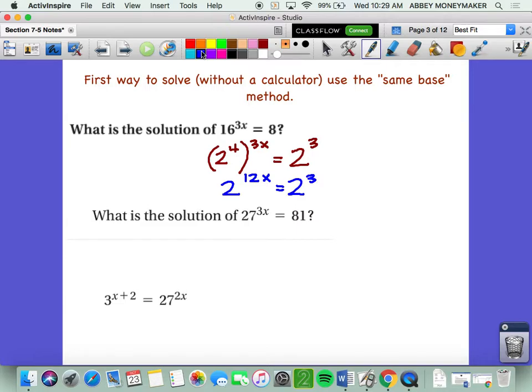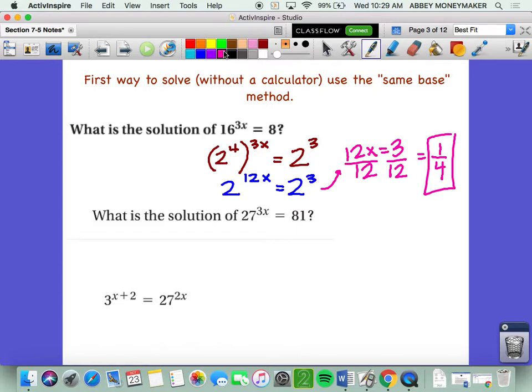So if I have 2 to the 12x equals 2 to the 3rd, what do I know about 12x and 3? They are equal, that's right. So we would say that this implies that 12x has to equal 3. Solve for x, what do I get? 1/4. How are we doing? Yeah, same base? Got it. All right, let's look at the next one.